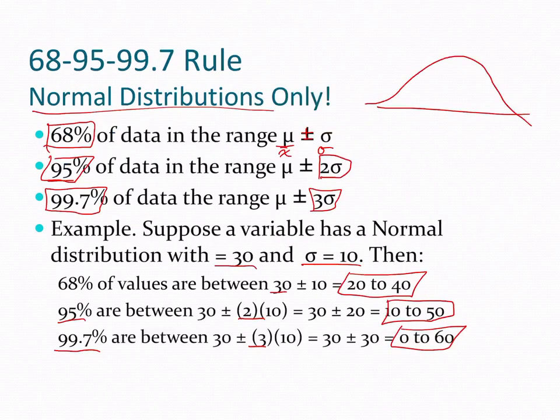If this slide is not making a whole lot of sense right now, don't be too scared of it. This will be carried out and go into much more detail. For now, understand that when we use the 68, 95, and 99.7 rule, this is what we're referring to.